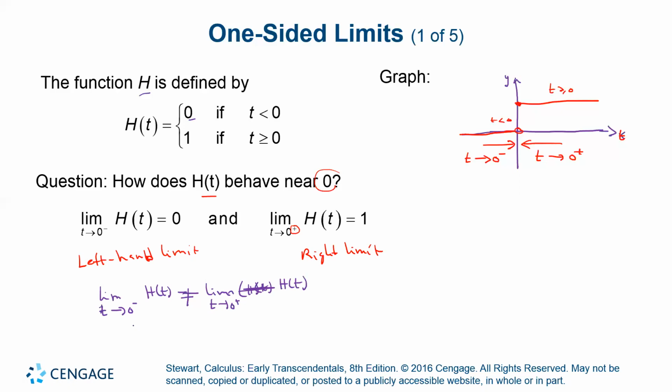Now, the left one is 0, and we know that 0 is not equal to 1. So how does it behave? If you want to consider the limit as t approaches 0 of the same function, h of t, this actually does not exist. That's how we say it: it does not exist, because the one-sided limits are not equal. So it's important to know that.